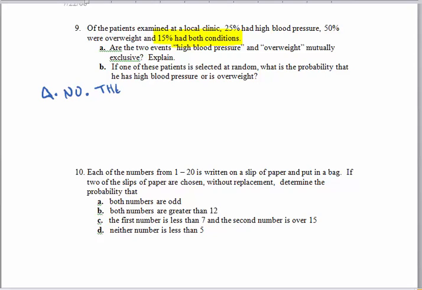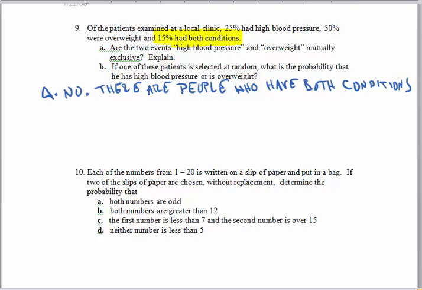And the reason being is there are people who have both conditions. So when there's people that have both conditions, or in other words, when there's outcomes that the two have in common, the events are not mutually exclusive.